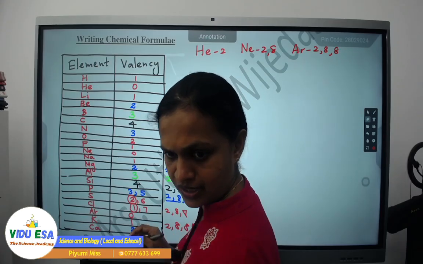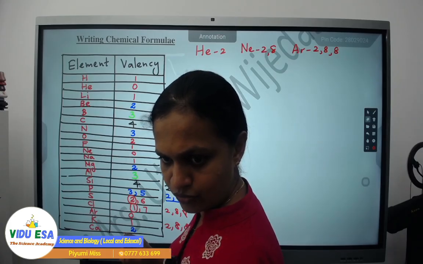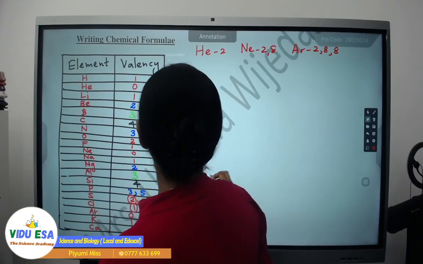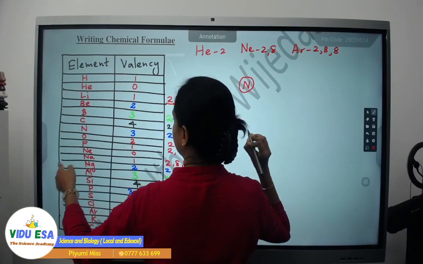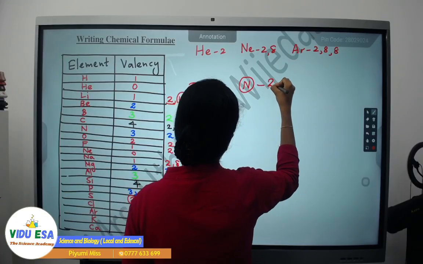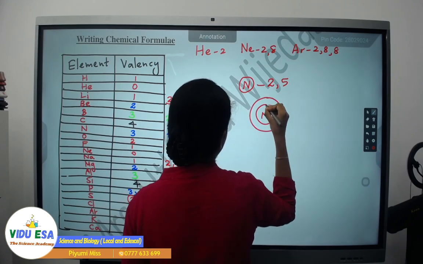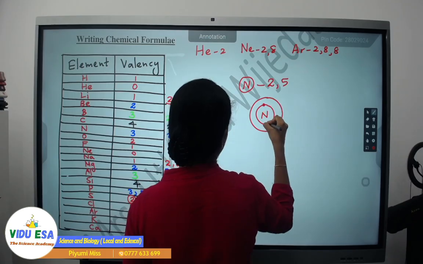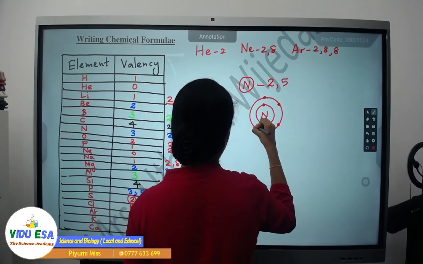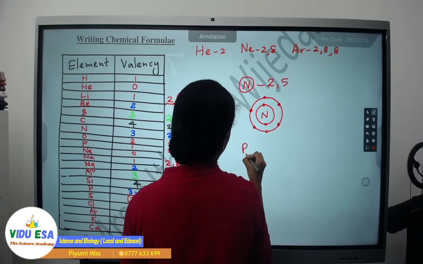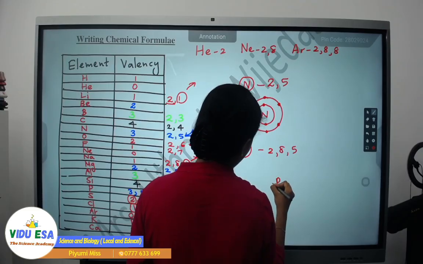Why doesn't nitrogen have 2 valencies even though it can remove 5 and 3? Now, when it comes to nitrogen, the electronic configuration is 2,5. Therefore, it has only 2 energy levels. These are 2 electrons in the innermost energy level and 5 electrons in the outermost energy level. But when it comes to phosphorus, it is 2,8,5. There are 3 energy levels there.